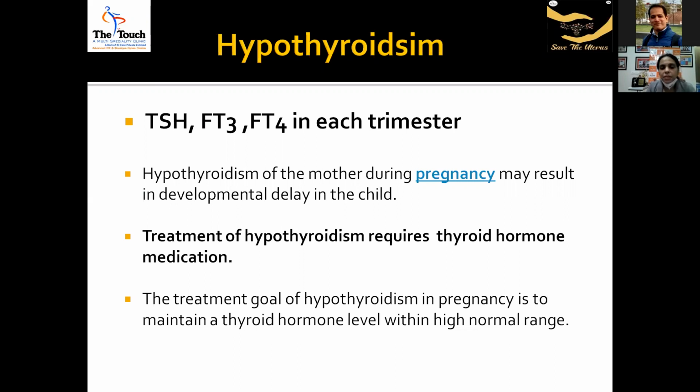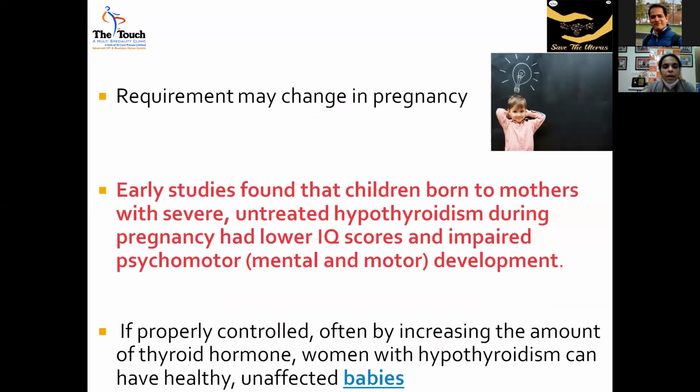So the goal of treatment is that our thyroid values should lie within the normal range. So earlier studies found that children who were born to mothers with severe untreated hypothyroidism during pregnancy had lower IQ scores and impaired psychomotor development. So it is very important that thyroid medicine should be started as early as it is diagnosed in pregnancy.